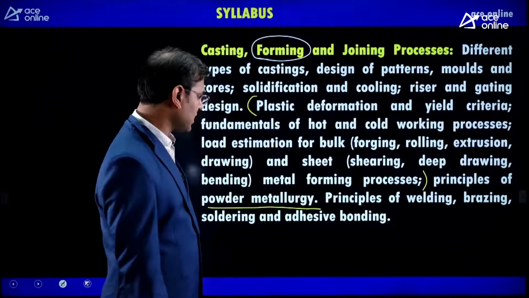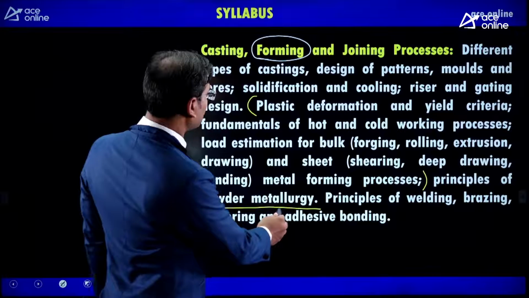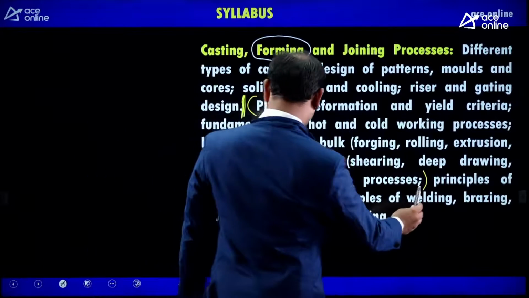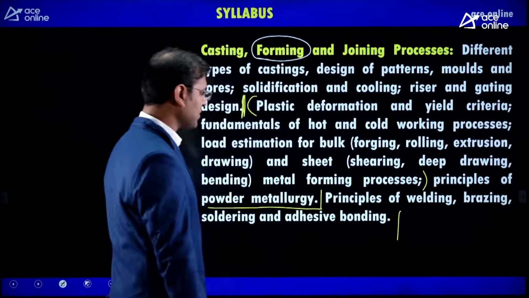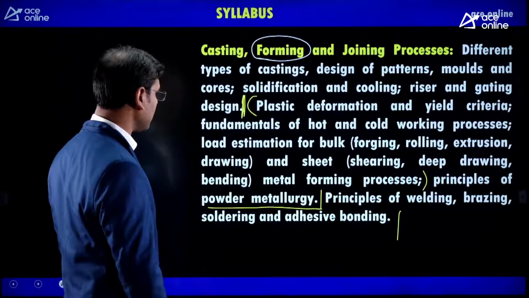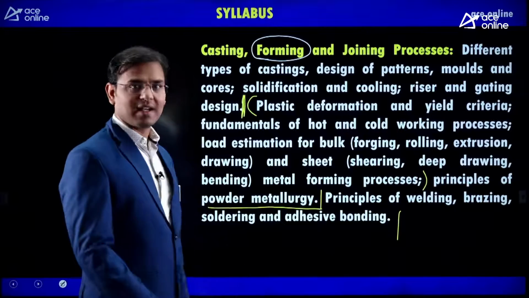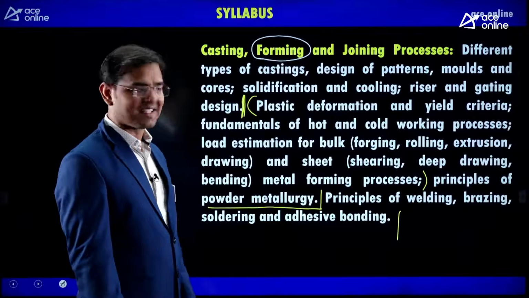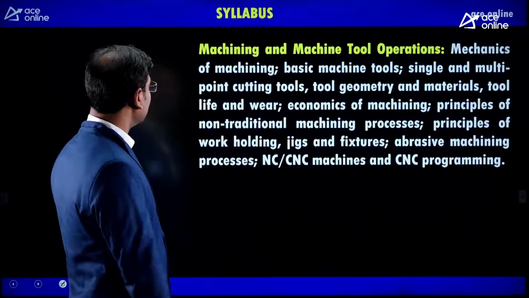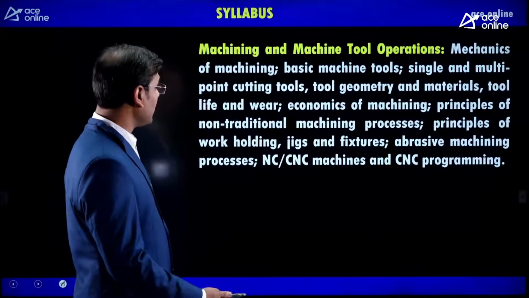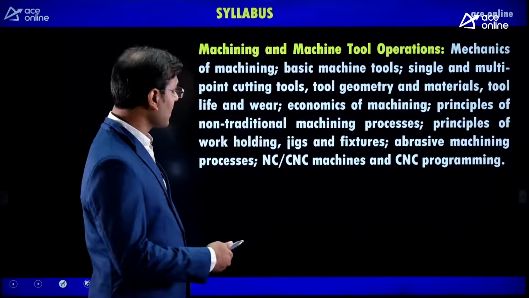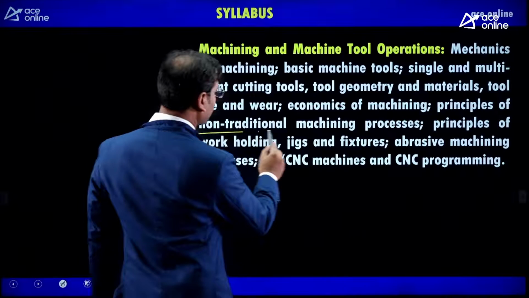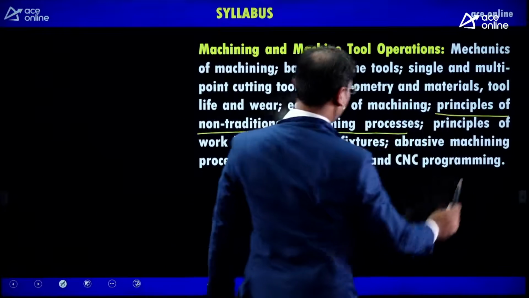That is the material science subject, and for the remainder, up to here they have given the syllabus of casting, and from here to here the syllabus of welding. You can see the welding syllabus also: welding, brazing, soldering and adhesive bonding. The syllabus is mentioned in short words, but it is very big, not a small syllabus. Next is machining and machine tool operation, all related to metal cutting or lathe machines, and in that they have also given the non-traditional machining process.